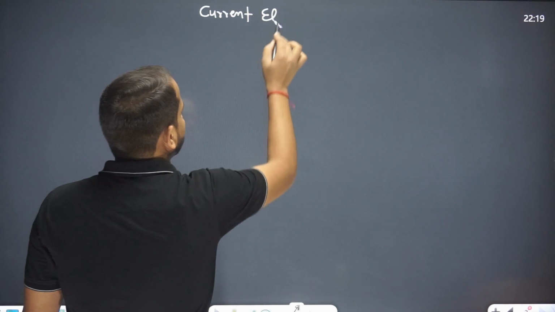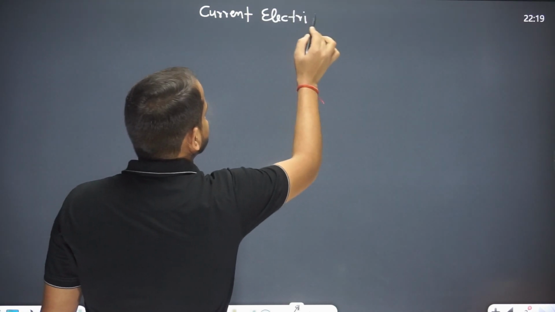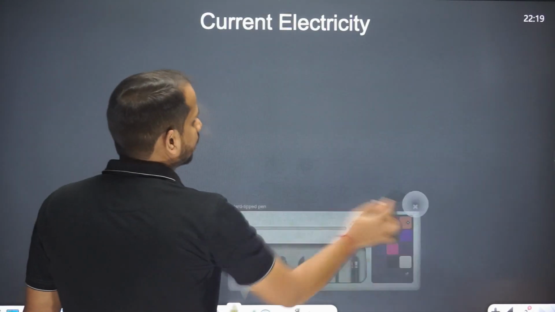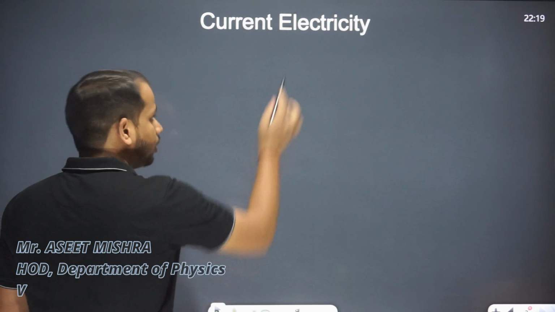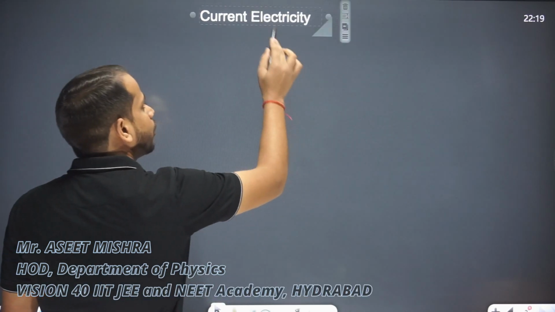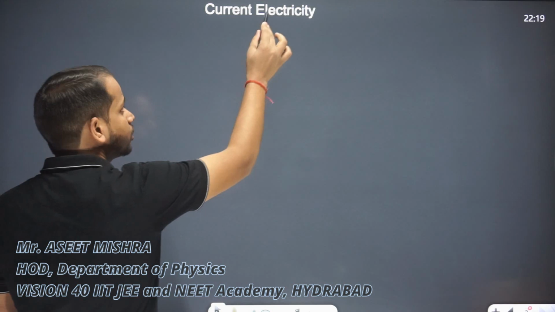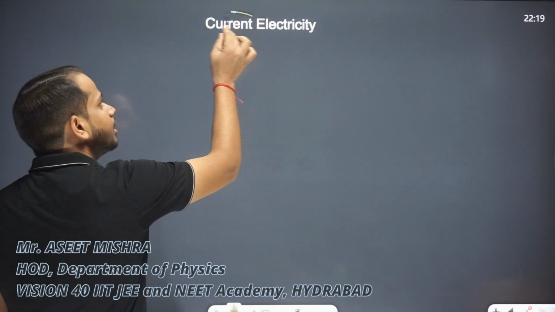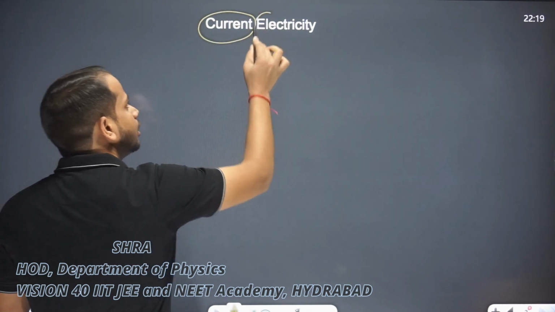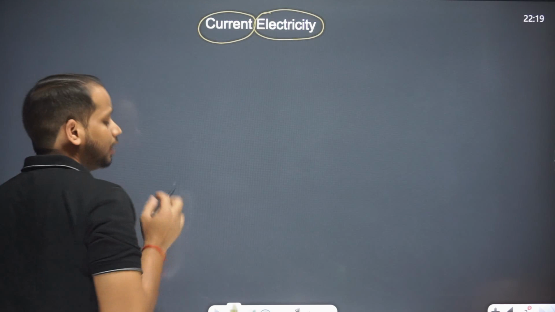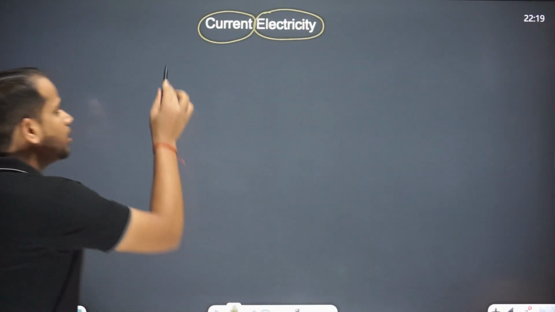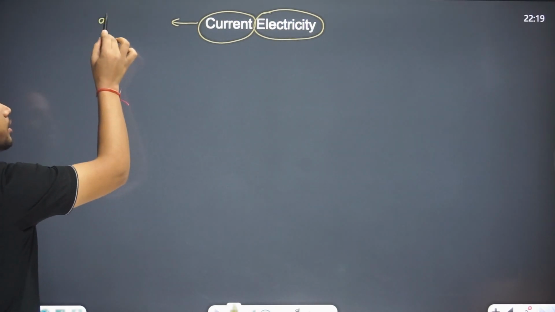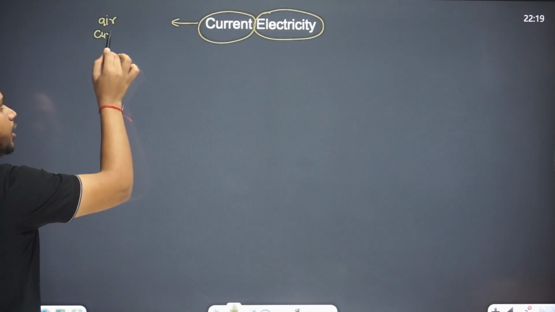Current electricity. If we have to discuss current electricity, then we need to understand the meaning of current, because we know the general meaning of electricity, right? There are two terms, one is current and another is electricity. So what is the meaning of current? Current is simply, like I said, there is an air current. I will explain, don't worry.